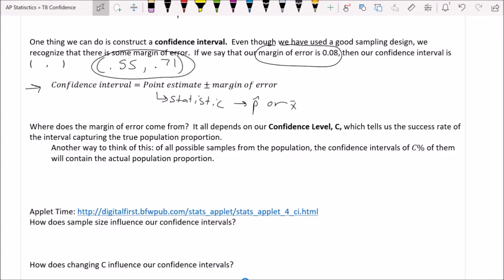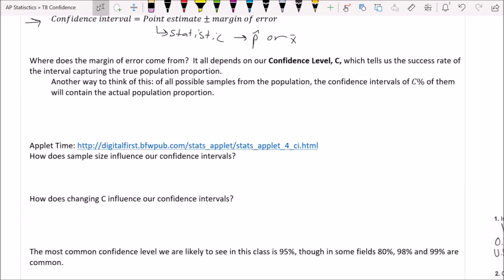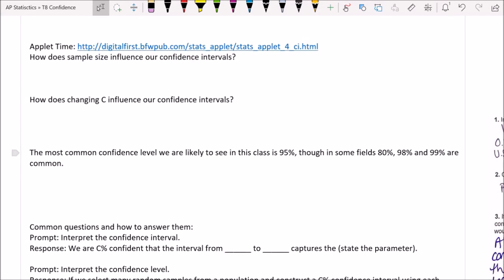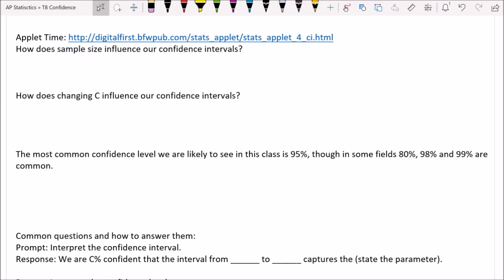So with that in mind, let's come down and try to answer these questions. How does changing C influence our confidence intervals? You may want to take time to write this if you're someone who's taking notes right now. Okay, how does changing C influence our confidence intervals? Well, we saw that as the confidence level goes up, the intervals get wider. And as the confidence level goes down, they get narrower. Okay. What about sample size?